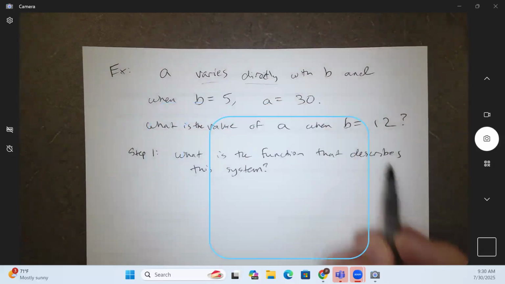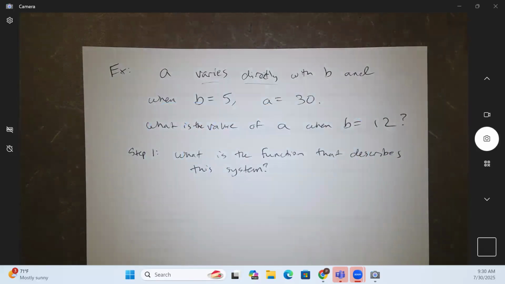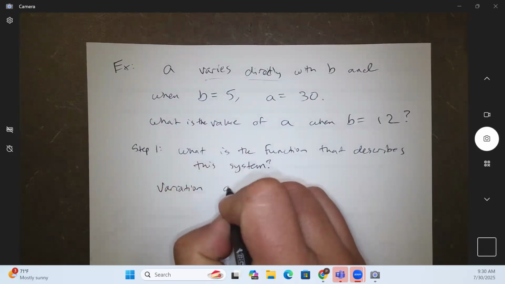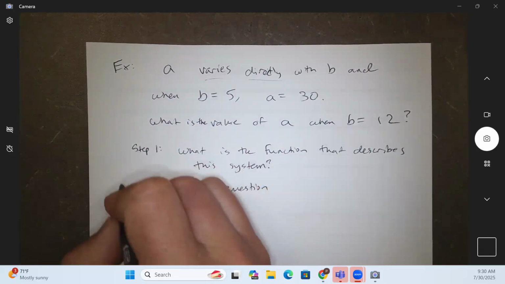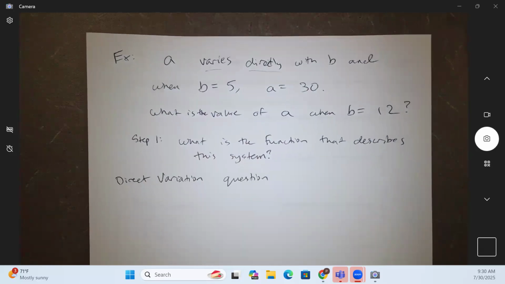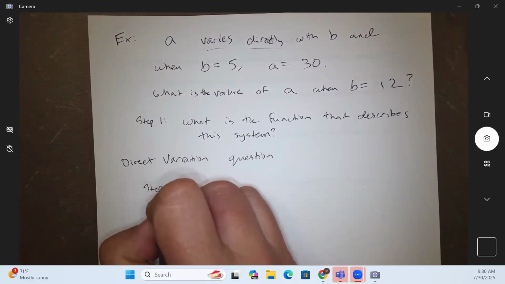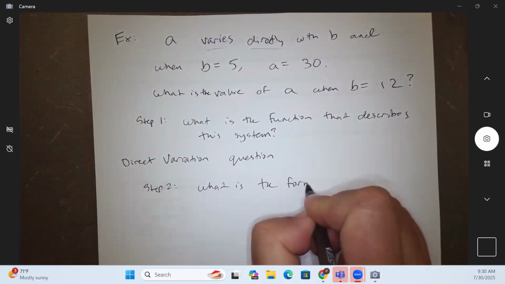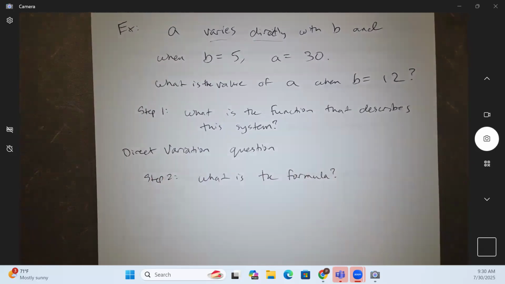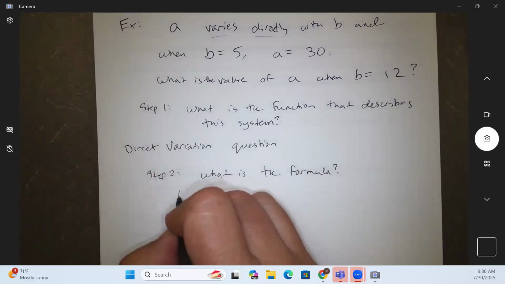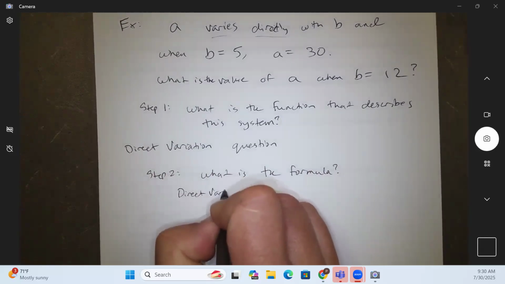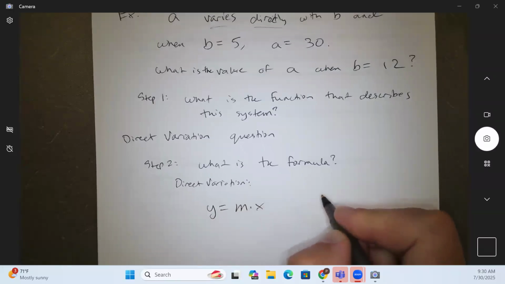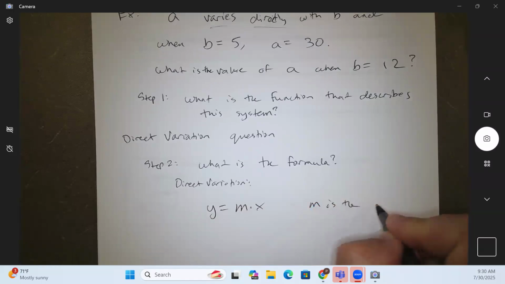So you still want to start with what is the function that describes the system. You have some nice clues right here. It varies directly. So this is a variation question. And in fact, it's a direct variation question. Step 2, what is the formula for a direct variation question? It's simply y equals m times x, where m is the slope.